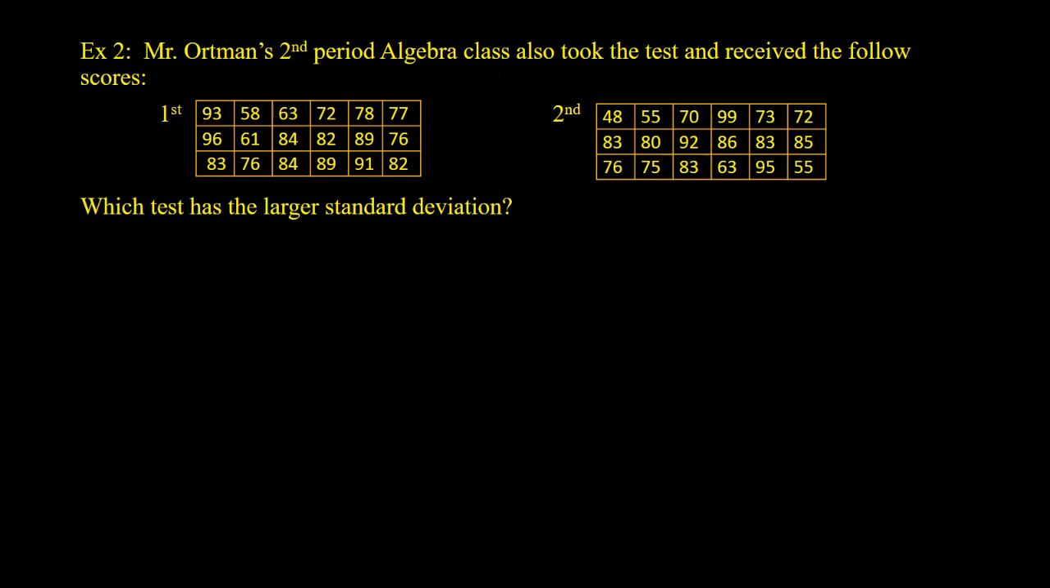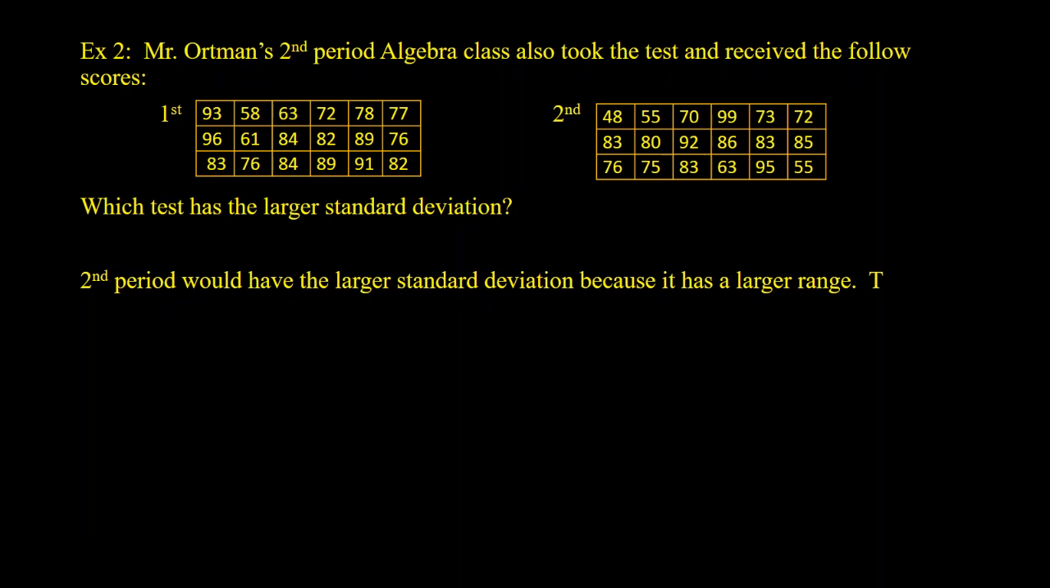Which one has more variation in test scores? And that was clearly second period. Second period would have the larger standard deviation because it has a larger range. The data is more spread out. It's that simple. If you want to calculate these standard deviations to prove it to yourself, you're welcome to do so. But the more variation, the larger the standard deviation. The smaller the variation, the smaller the standard deviation.